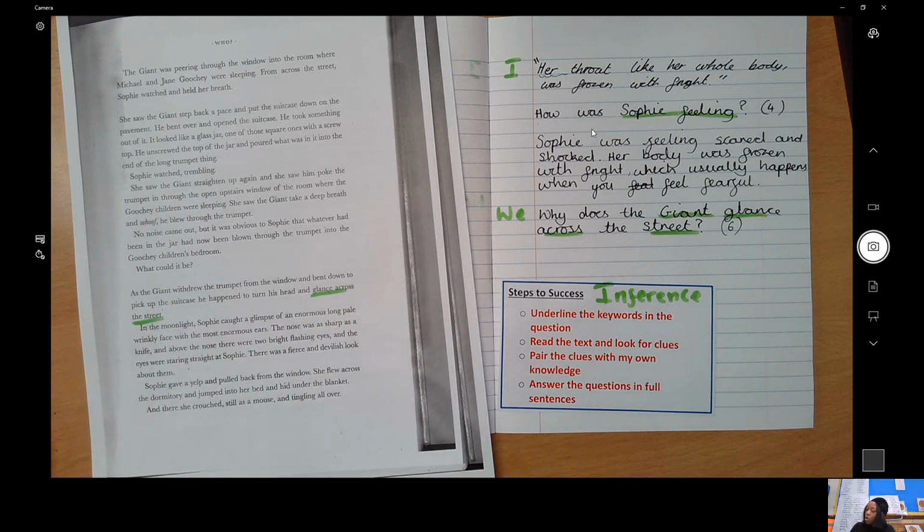Now I've got to pair the clues with my own knowledge, and it's going to be my own knowledge of the text. So far, we know that the giant is running around at nighttime from house to house, and he's hiding in shadowy places. This tells me that the giant probably doesn't want to be seen if he's doing this at nighttime when it's dark and he's hiding in shadowy places. So for him to glance his head across the street, he's probably trying to do what? Pause the video and have a good think. What is the giant trying to do if he's glancing across the street?